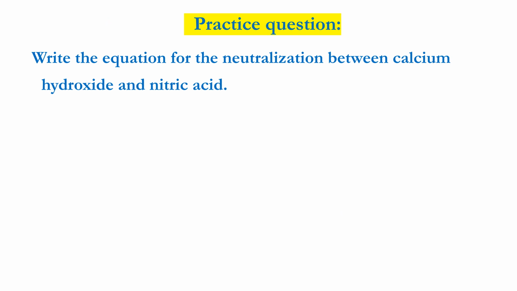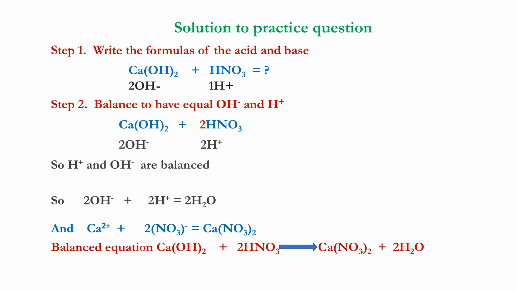Now that we have solved some examples, it will be good for you to practice this one that I have here. Write the equation for the neutralization between calcium hydroxide and nitric acid. Practice this question and see whether you get the answer. This is the solution to the practice question. Try to solve it first and then check whether you got the correct answer.